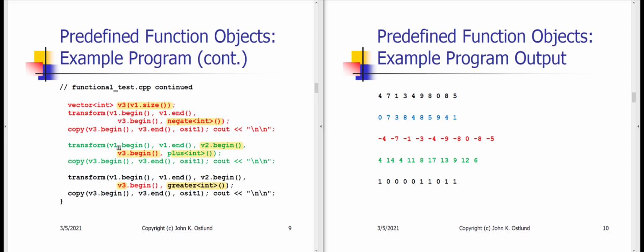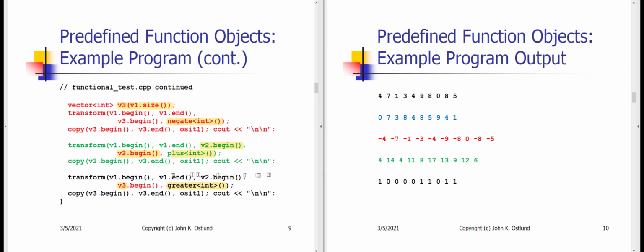Then, in the green code, I'm taking the elements in V1. The corresponding elements in V2 are added with this plus functional, and the result stored into V3. So when I display V3, what I have is 4 plus 0 is 4, 7 plus 7 is 14, 1 plus 3 is 4, 3 plus 8 is 11, etc. All right, so V3 here is the sum of V1 and V2, or at least the corresponding elements of V1 and V2.